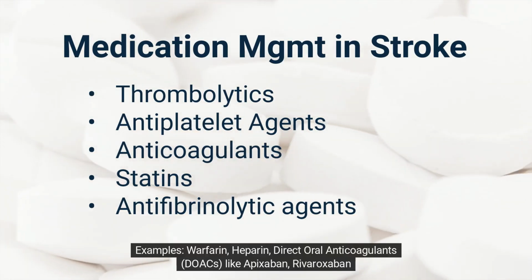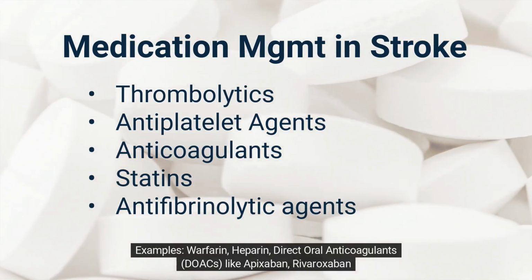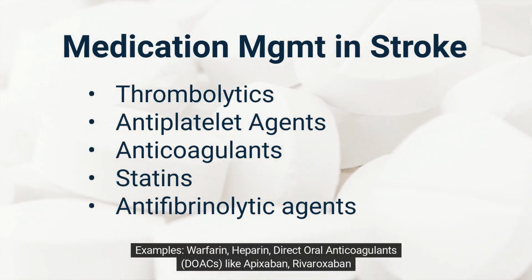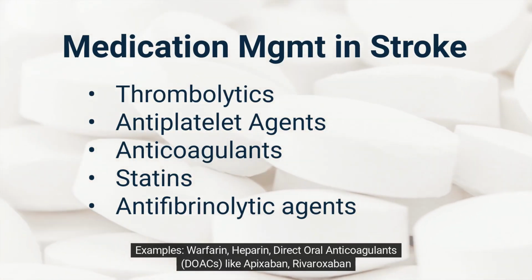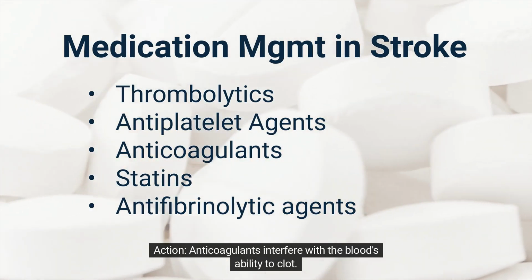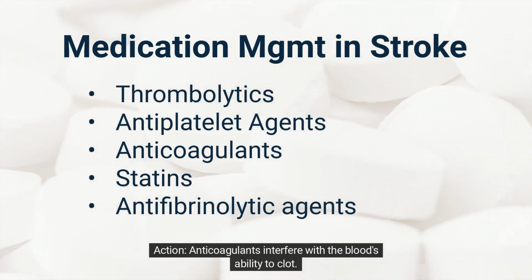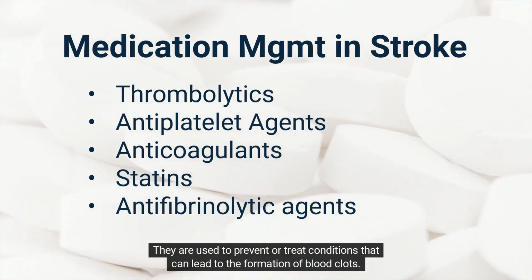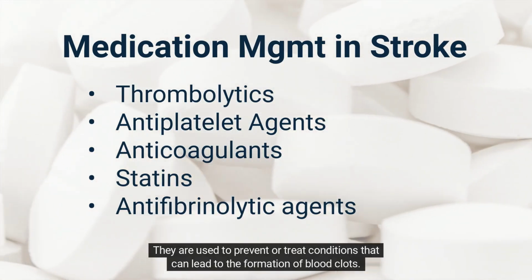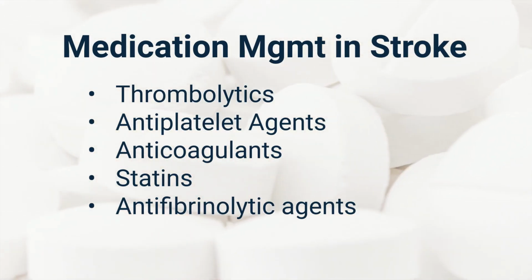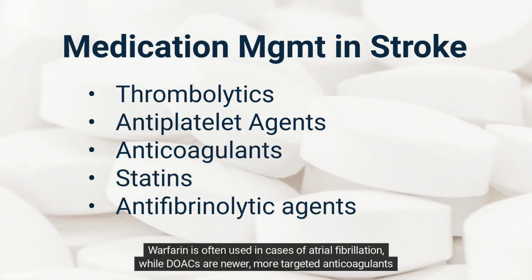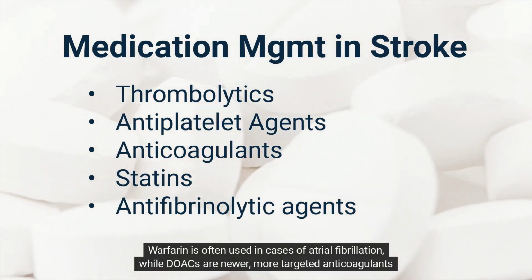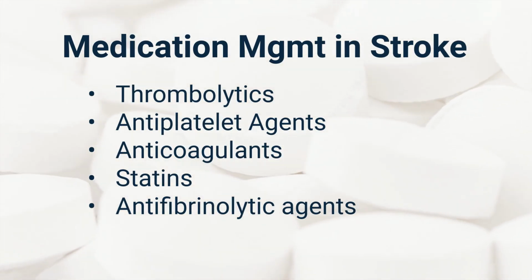Anticoagulants. Examples: warfarin, heparin, direct oral anticoagulants, DOACs, like apixaban and rivaroxaban. Action: anticoagulants interfere with the blood's ability to clot. They are used to prevent or treat conditions that can lead to the formation of blood clots. Warfarin is often used in cases of atrial fibrillation, while DOACs are newer, more targeted anticoagulants with similar effects.